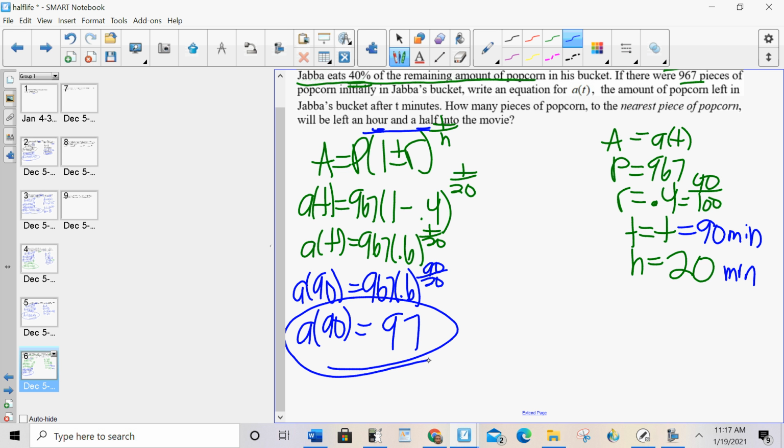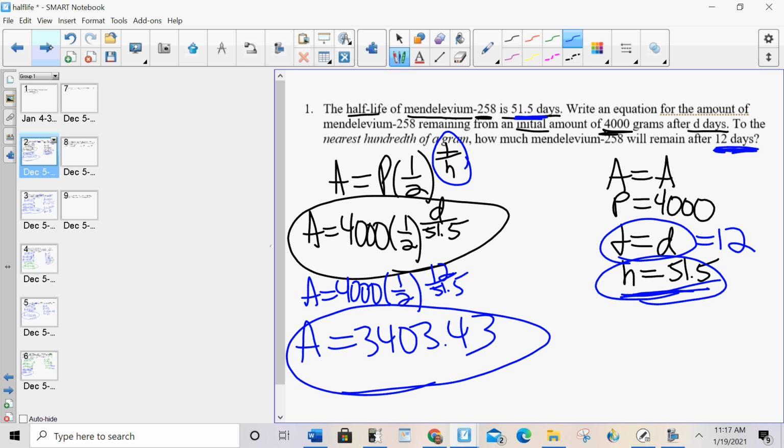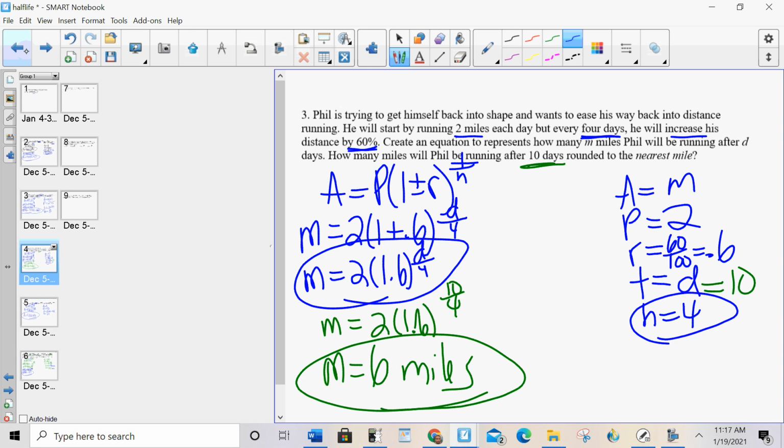So, if it's an irregular amount of time that the percent is being applied, or half-life, we raise the T over H power instead of just the T power. If it's half-life, then you put a half inside of the parentheses no matter what. If it's doubling, then you put a 2 inside. If it's tripling, you put a 3. If it's increasing or decreasing by a percent, then you're just doing the same 1 plus or minus r that we've been doing for the rest of them.